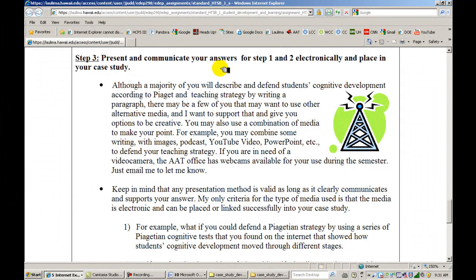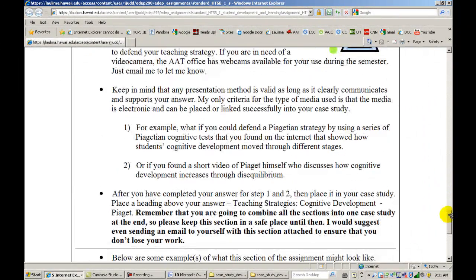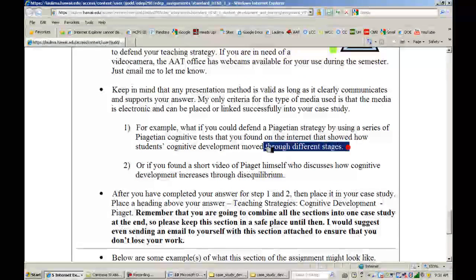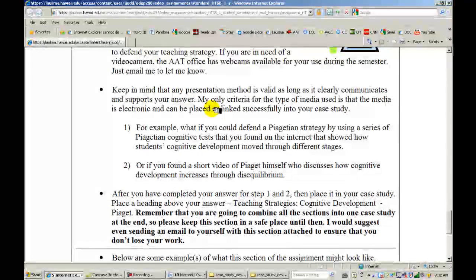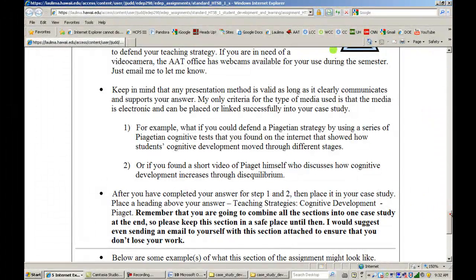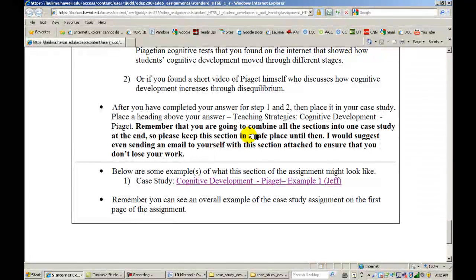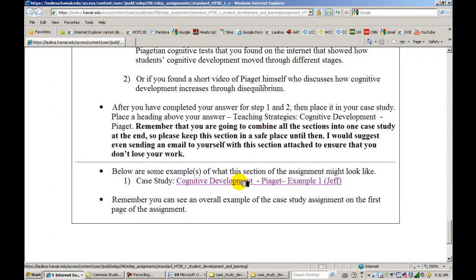Most people do it through writing again, but I encourage you to use the multimedia. And if you can use that multimedia to also defend your answer, if you find a great video on a cognitive test that your case study can do, then you'd want to illustrate it through that video. That's great. And then you'll want to develop this section, then remember to keep this section at the end so that you can put it together in one big case study. So I suggest always not to lose it by emailing it to yourself via attachment. And we'll look at an example real quick of what this might look like.